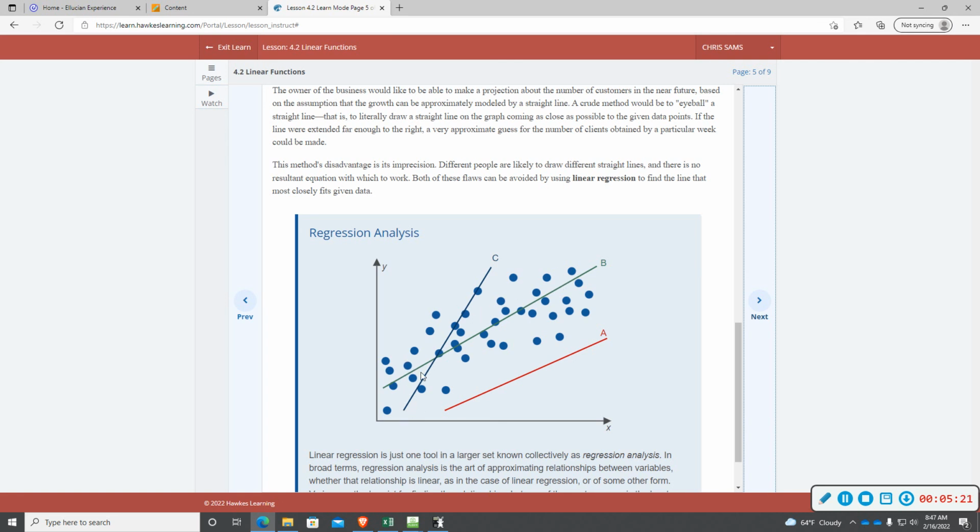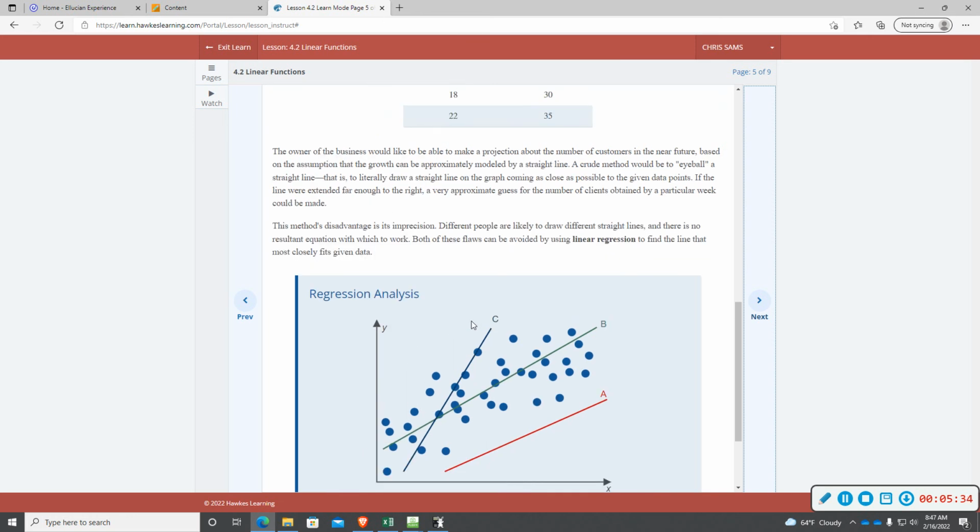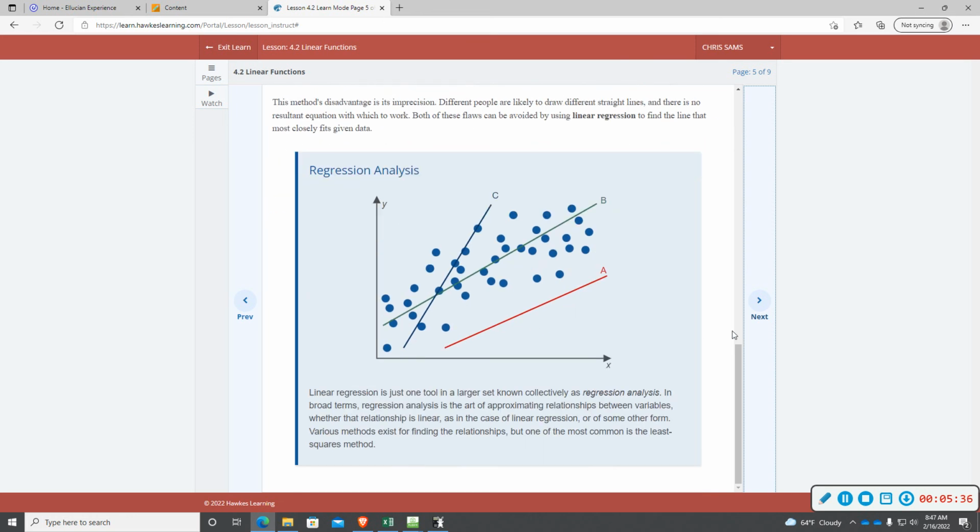You see this line C doesn't really fit the trend, and this line A goes in the same direction, but it doesn't go through any of the points. So same direction, but not through. So this green line is the line of best fit. And again, I'm going to compute all of this with the calculator.